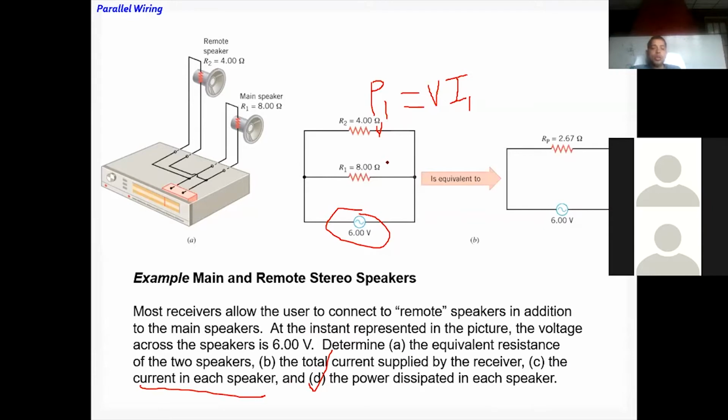Similarly, how about P2? P2 equals V times I2. So V is 6 again. I2 is 6/8.